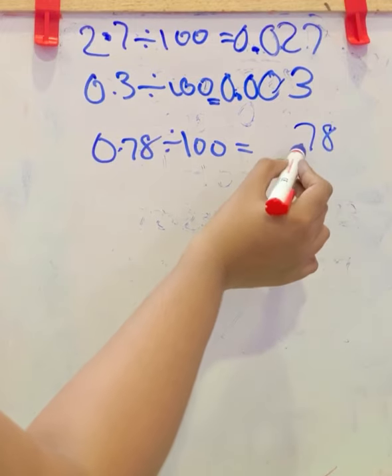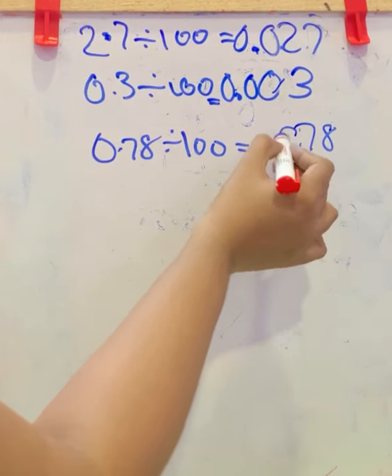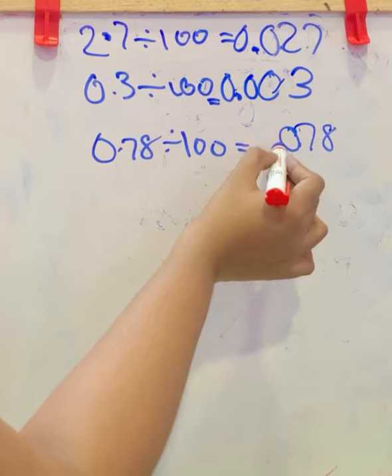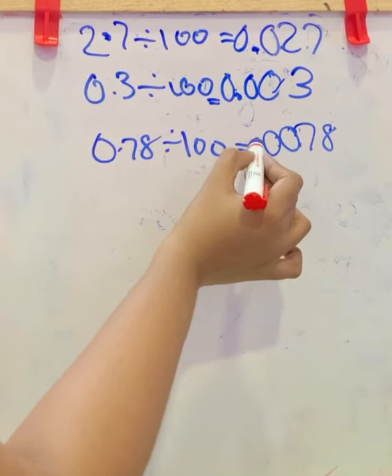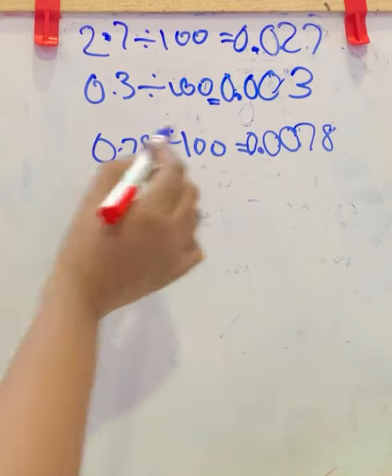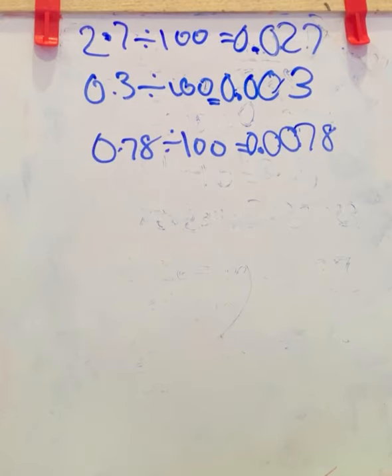So, here was the decimal. Moving 1 place, you will put a 0. 2 place means 1 more 0. It will reach us here. In whole number part, you can add a 0. So, 0.0078 is the answer.